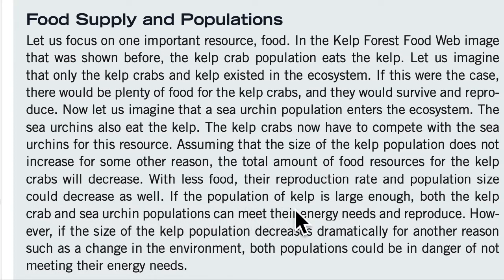If the population of kelp is large enough, both the kelp crab and sea urchin populations can meet their energy needs and reproduce. However, if the size of the kelp population decreases dramatically for another reason, such as a change in the environment, both populations could be in danger of not meeting their energy needs.